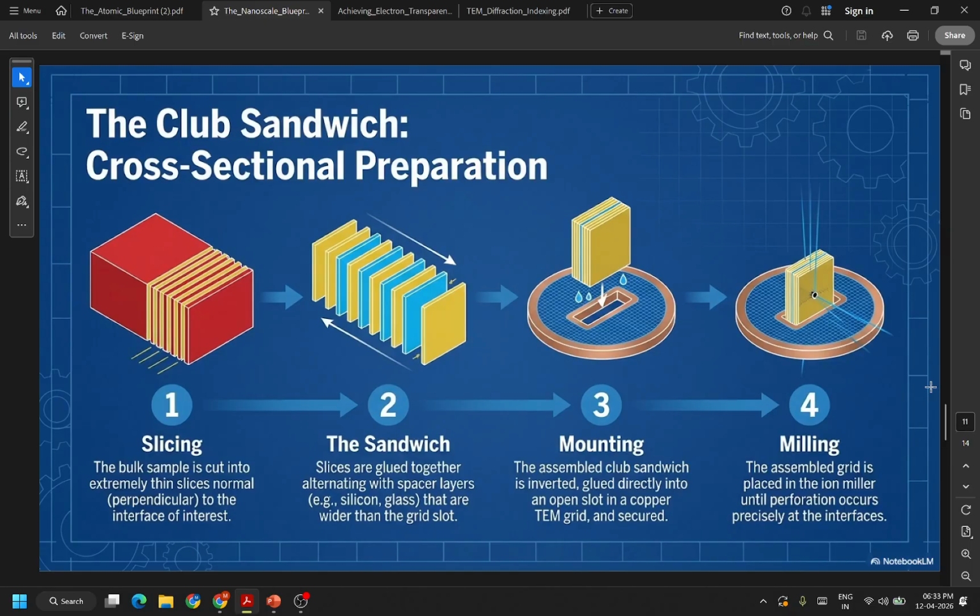Then we use a method called cross-sectional preparation, where we first slice the bulk sample into extremely thin perpendicular slices according to our interface of interest. Then we sandwich the slices, alternating with spacer layers, which could be silicon or glass, and they are wider than the grid slot. Then we mount the assembled club sandwich into an open slot in a TEM grid and secure it.